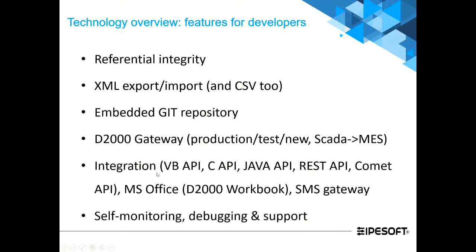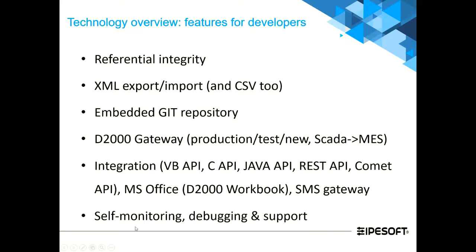Integration. D2000 offers APIs for Visual Basic, C, Java. There are REST and Comet APIs within SmartWeb. We also have a plugin for Microsoft Office called D2000 Workbook. I'll show it today, which is often used to create Excel reports. You can also send SMS notifications to your users or administrators if needed, using our SMS gateway protocol.